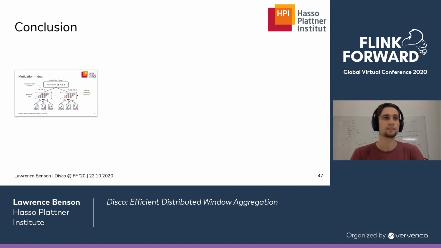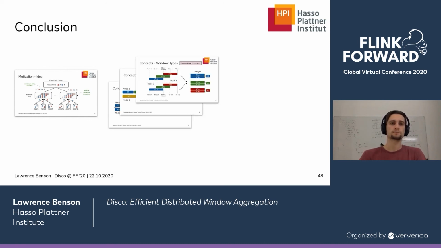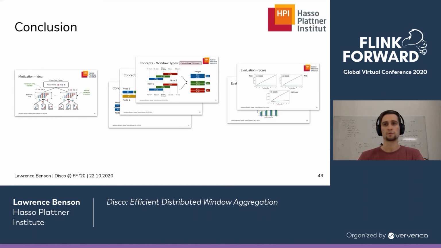So, quickly concluding, we still have a few minutes for questions. Basically, I've presented an idea of how to approach distributed window aggregation by interpreting the streams as independent components and then merging them later on. I've given you some insights into how this can be done for different window types, and I've shown you some quick evaluation that this approach actually makes sense, and I'm not just making things up as I go. And with that, thank you for listening, and I'm open for questions.